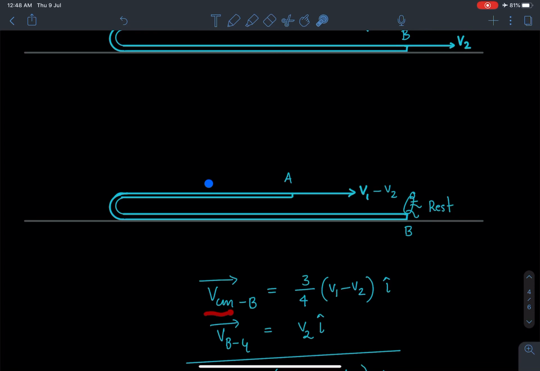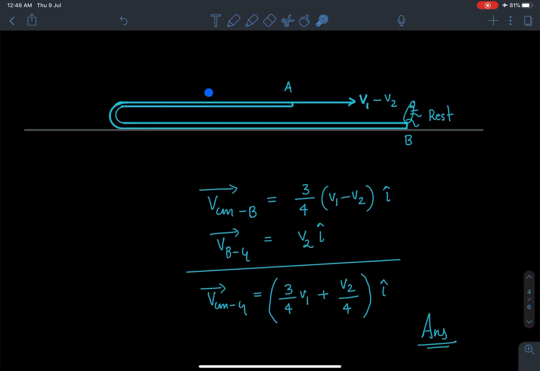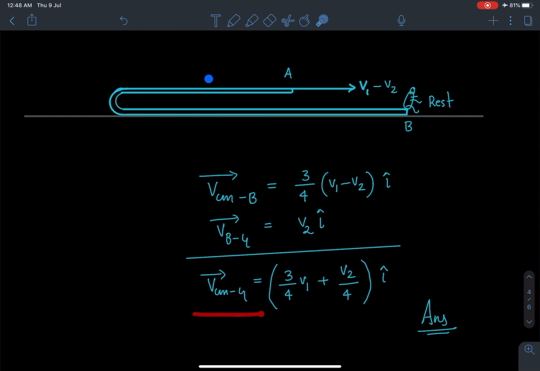So the velocity of the center of mass of the moving part with respect to B is going to be 3 by 4 (v1 minus v2) I cap, and the velocity of B with respect to the ground is v2 I cap. When I simplify these 2, I'll get the velocity of the center of mass of the upper moving part with respect to the ground. It will become 3 by 4 v1 plus v2 by 4, and that is going to be the answer for this problem. And you can check also, if v2 becomes 0, we get the previous answer.